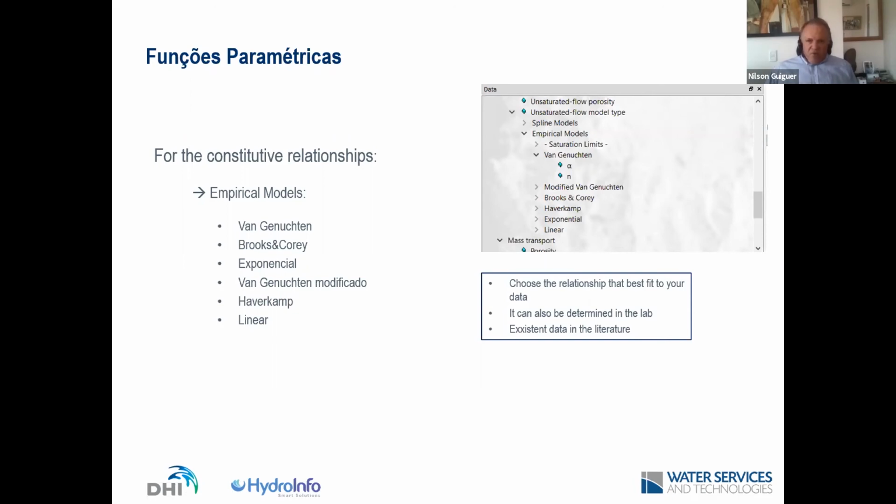Brooks and Corey is an older one. It was used mainly for the oil industry. Haverkamp is also a Dutch one. Or you can have your own data. If you have done experiments, you just put in your data and it does a spline calculation for you.